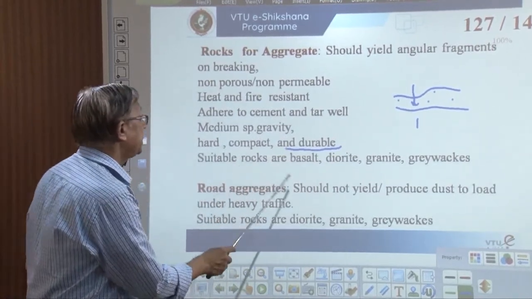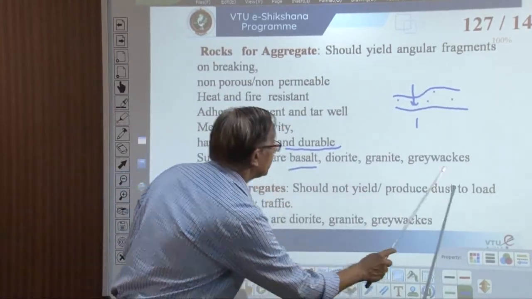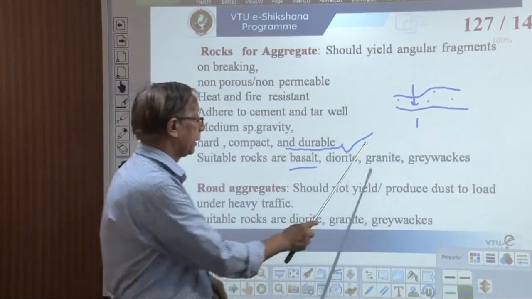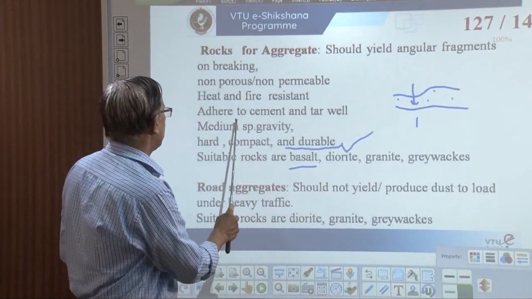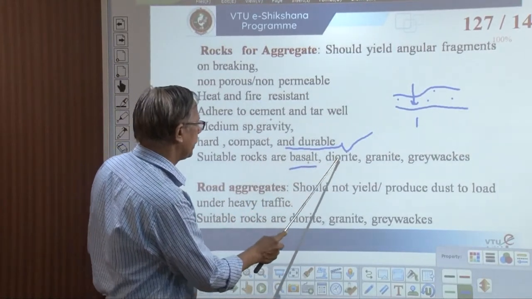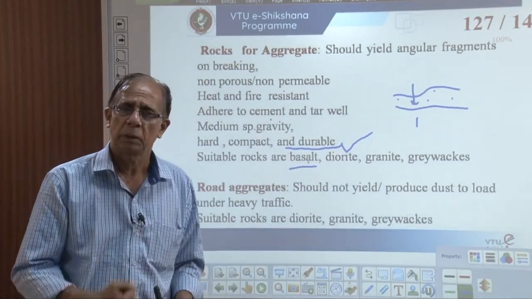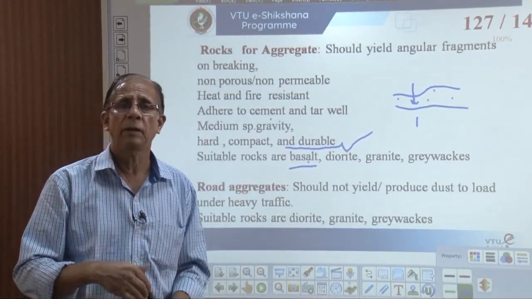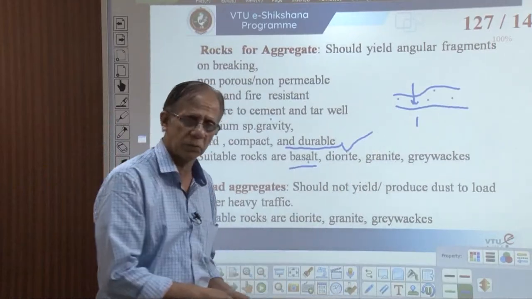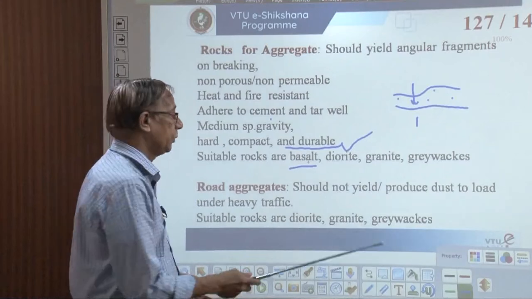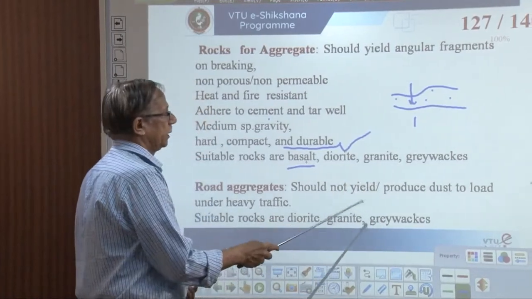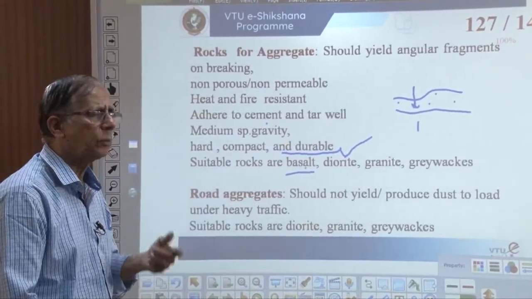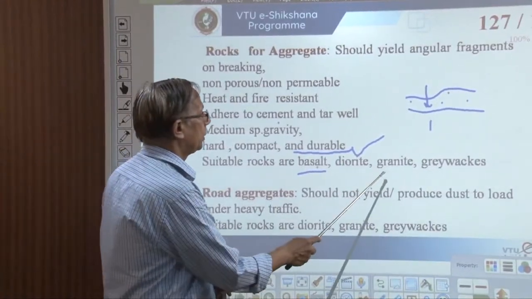Such qualities we get in basalt. I have mentioned different types of rock in order of decreasing suitability. Basalt is the best aggregate. Then we have diorite, another good rock. Granite, although it has all the other good properties, is inferior to basalt and diorite in adhering to cement and tar. This is because of the minerals present. Diorite and basalt have large quantities of pyroxene and feldspar minerals, and they are able to adhere. Whereas granite contains a lot of quartz. Quartz does not have adhering capacity, so it is not that high, but it does adhere. Granite has high crushing strength, shearing strength, angular fragments, is non-porous, has medium specific gravity, everything is fine except cementation, which is a little less compared to basalt. Therefore, we call it second.